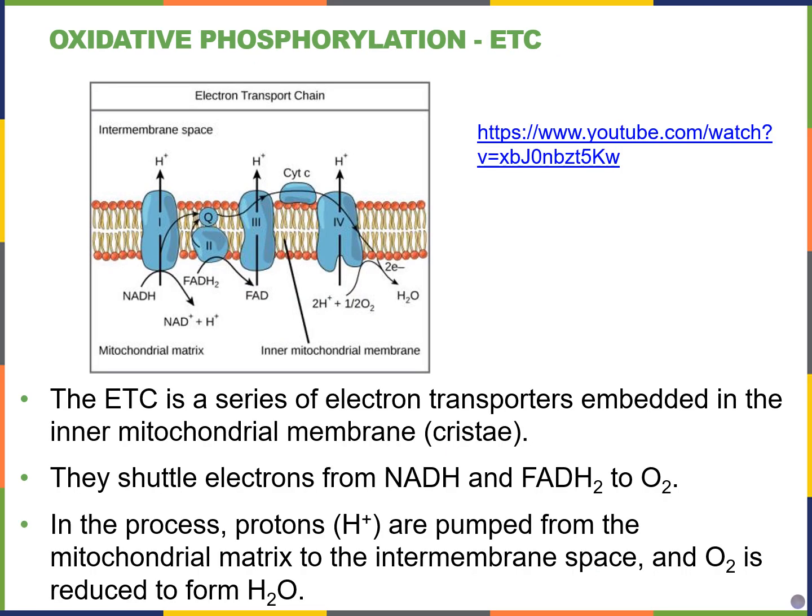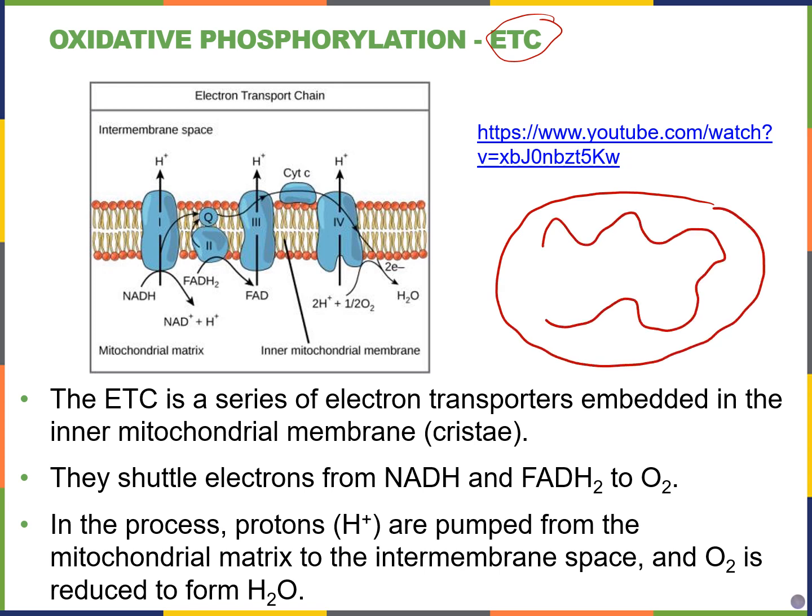So let's look at that first part of oxidative phosphorylation, the electron transport chain, the ETC. Remember, we're looking at the mitochondria and that inner membrane of the mitochondria, the cristae. And these are where the proteins are embedded in that inner mitochondrial membrane. So this picture right here is basically here. Intermembrane space is the space between the two membranes, and the mitochondrial matrix is over here.